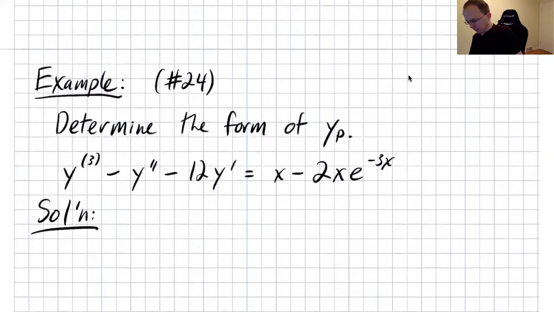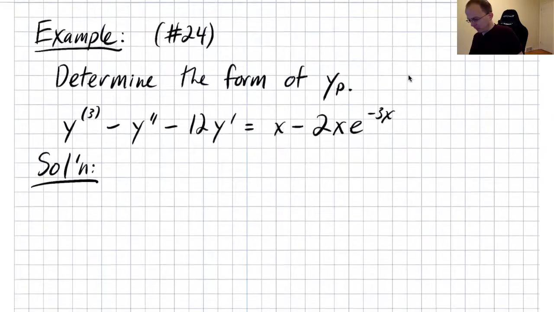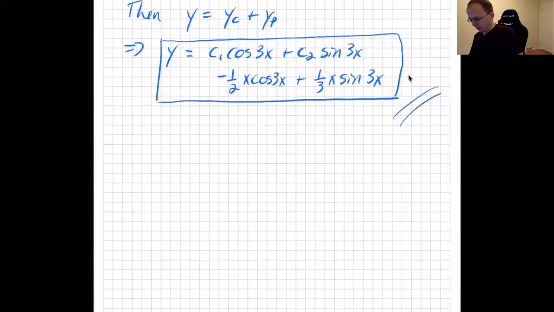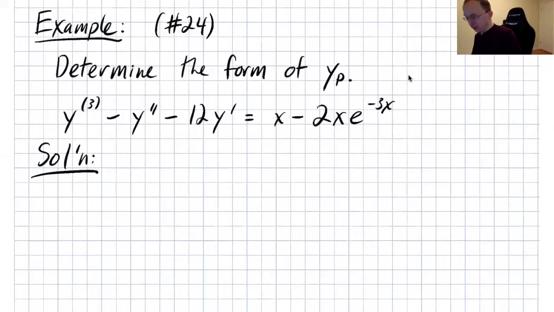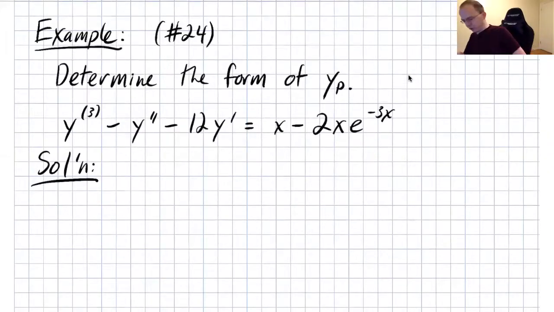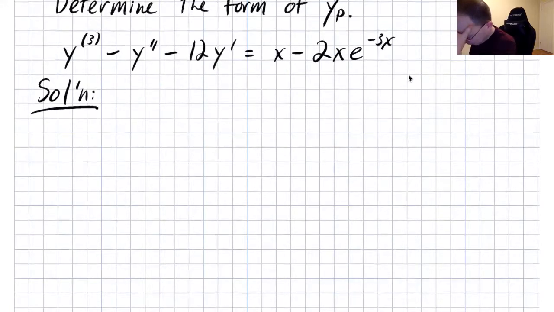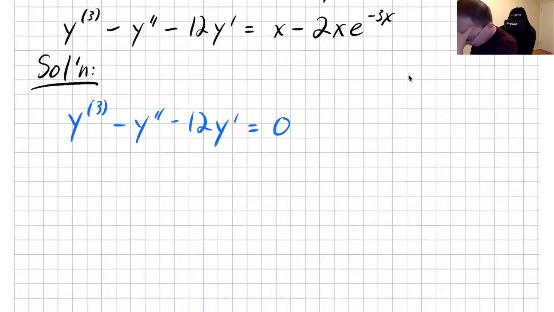Let's do another one. Let's see, I'm just trying to think if I want to start on a new page. Yeah, why not? Okay, so here's another interesting one. This is just to sort of show you all the different things that could possibly happen. So again, we start out the same way. We write down the homogeneous equation.